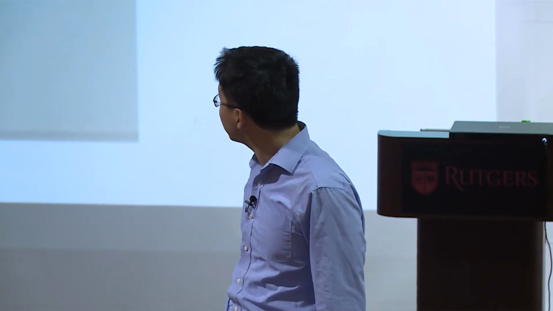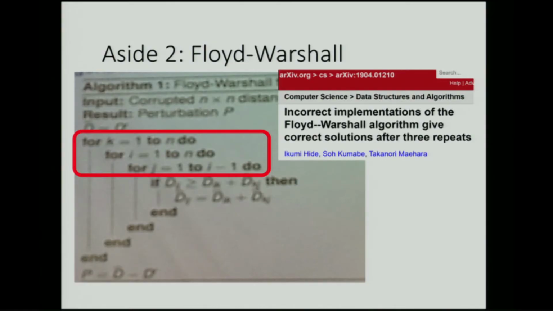As it turns out, recently there was a paper, almost posted on April Fool's Day, that says that no matter how you do the order of these three loops, you just run your algorithm three times, you will get the correct answer.